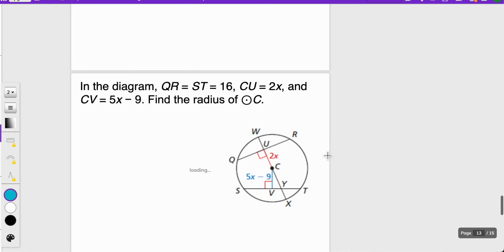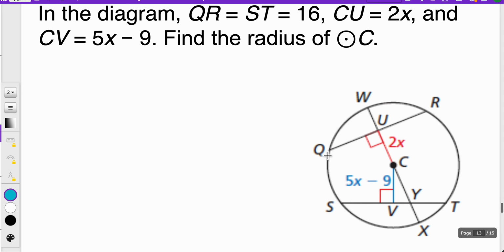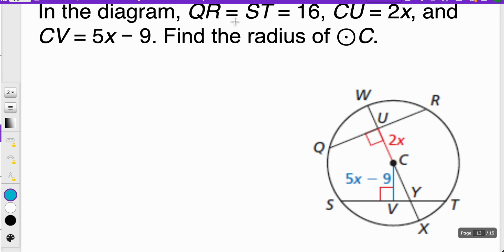So in this diagram we have QR is equal to ST. So that is showing me that both of those chords are the same and they're equal to 16. Okay? Which also means this perpendicular bisector is creating 2 lengths of 8, right? So ST, this one is not having that perpendicular bisector, so I can't say that about ST yet. Then CV, which is here, is 5x minus 9, already labeled. Find the radius of circle C.